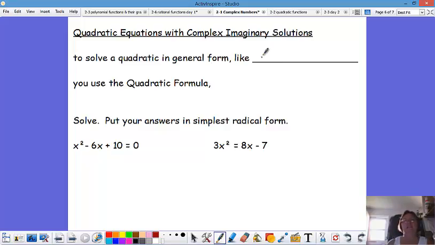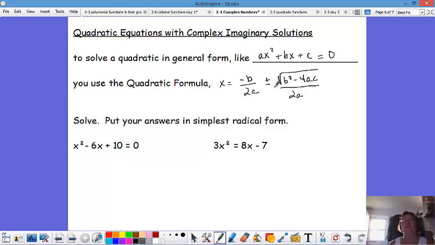To solve a quadratic that's in general form, like this one, ax squared plus bx plus c equals 0, you use the quadratic formula, which says that x will equal the opposite of b over twice a, plus or minus the square root of b squared minus 4ac, also over 2a. There's our quadratic formula.